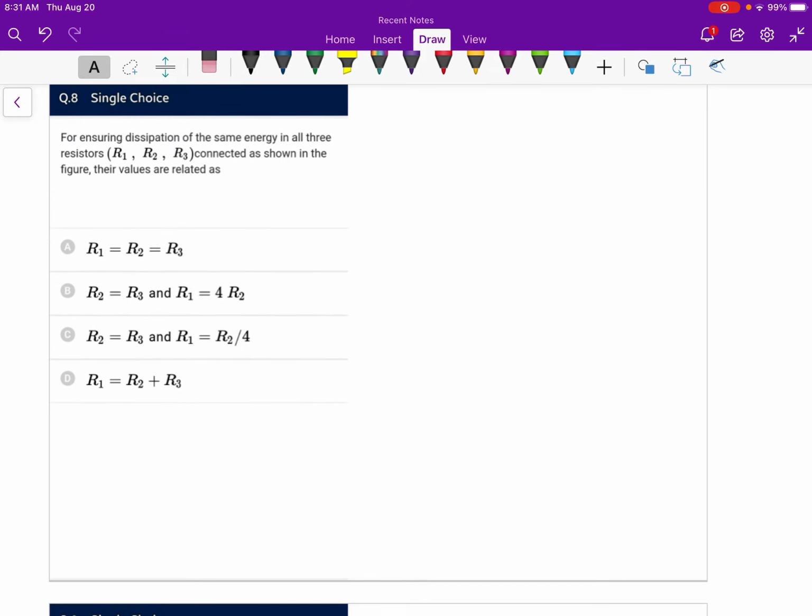For ensuring dissipation of same energy in all the 3 resistors, actually the figure is given in the solution by NTA, not in the question. The figure is missing. So let's draw the figure which is given in the solution. R1, R2, R3 and R1. All the 3 resistors should dissipate same amount of power.